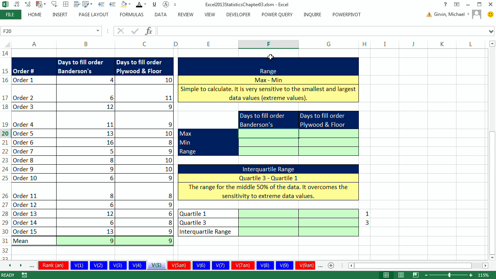The easiest is the range. You simply take the max and the min. The nice thing about range is it's simple to calculate. The downside is it's very sensitive to the small and largest values, the extreme values.